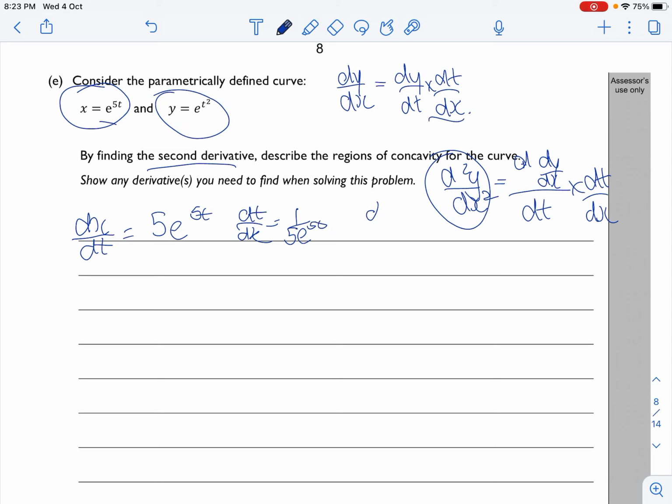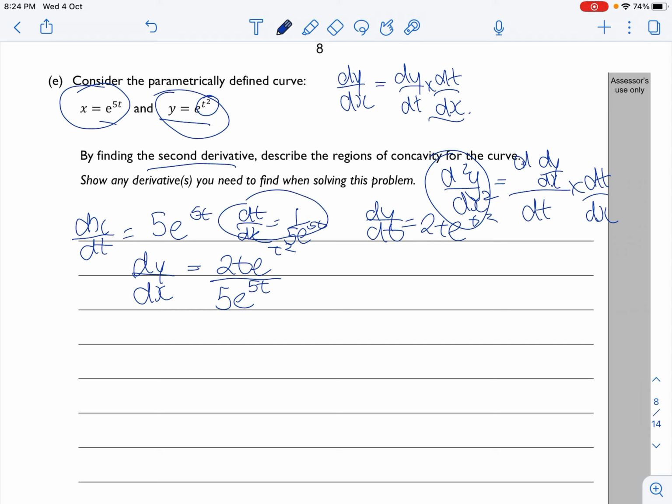Okay, dy by dt equals 2t, bring that out the front, differentiate that, bring that out the front, and then just leave the e bit the same. Okay, so dy by dx is dy by dt, which is the 2t e to the t squared, over 5e to the 5t from the dt by dx here.